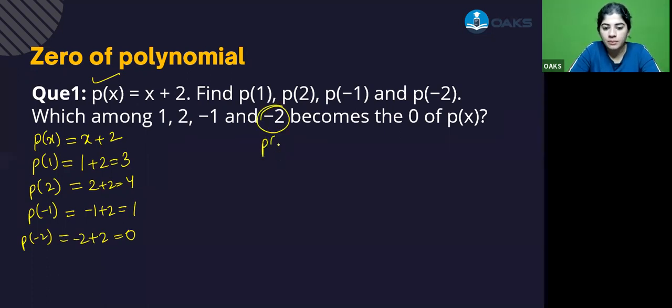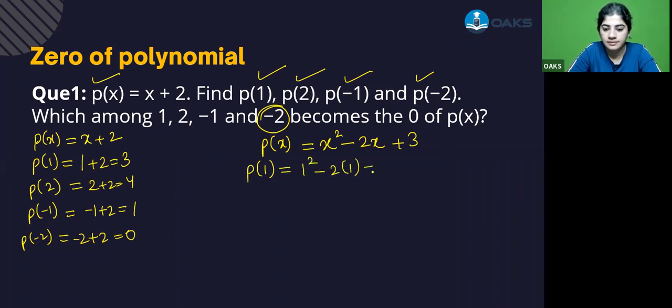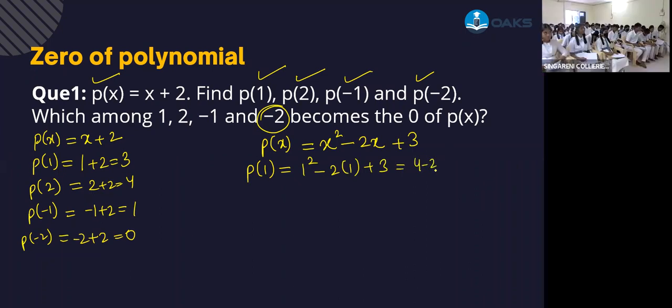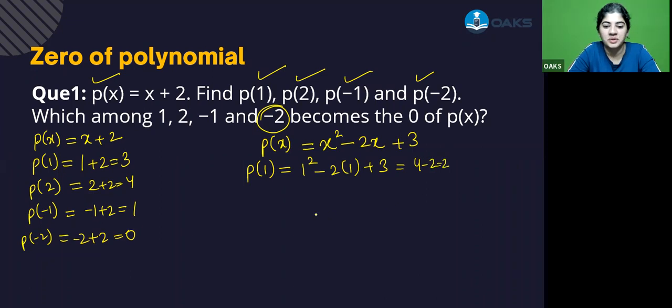Now I am giving you one more example, that is x square minus 2x plus 3. You have to find again p1, p2, p minus 1 and p minus 2. Let's start with p1. What do we get? P of 1 is equal to 2. Yes, 2. P of 1 is equal to 2 here, and it is not the 0 of a polynomial. Let's find the next one.